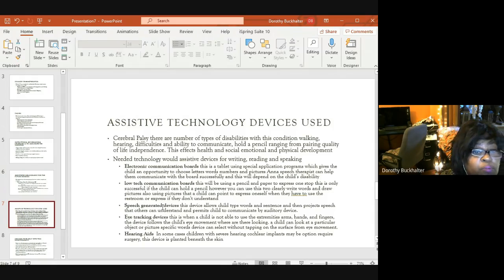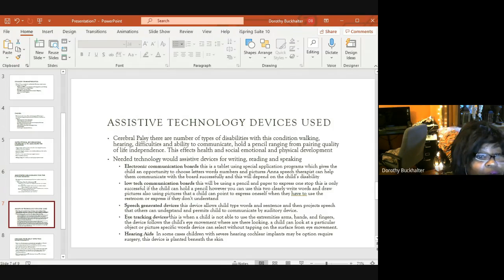Low-tech communication boards. This will be using a pencil and paper to express their communication successfully, if the child can hold a pencil. However, you can use this to clearly write and draw pictures, and using pictures that child can point or express himself when he has to use the restroom, or if he doesn't understand the lesson.